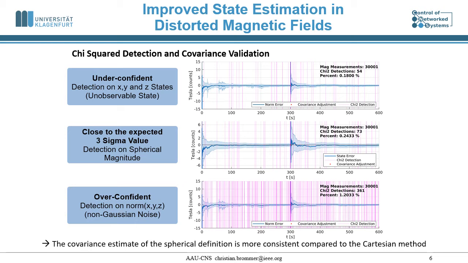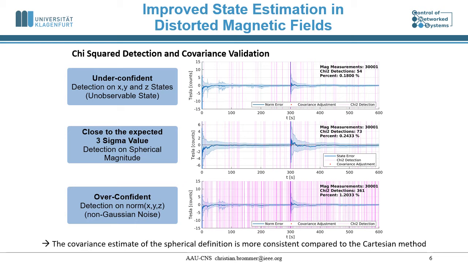The chi-square test is set up to reject outliers outside the 3 sigma bound, and we expect a rejection rate of 0.3%. The first case performs the chi-square test on the residual for the individual Cartesian coordinates. We can see that the chi-square test detects 0.18% as outliers, showing that the filter is underconfident. The second case shows the result for the spherical sensor update definition with the chi-square test performed on the estimated magnitude. The rejection rate for this scenario is at 0.24%, which is close to the expected value of 0.3%.